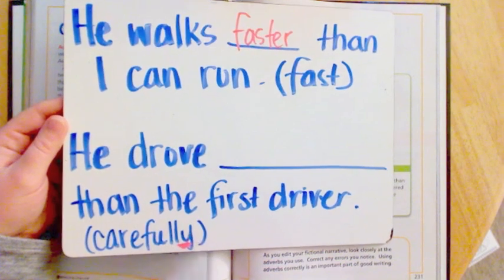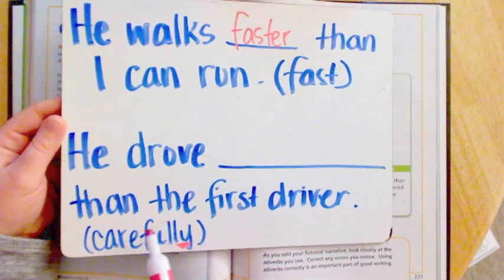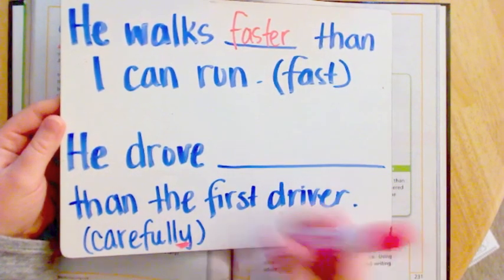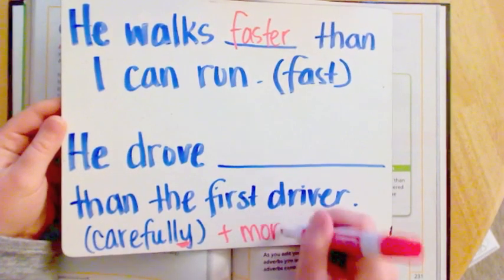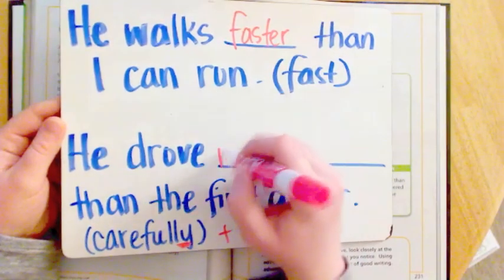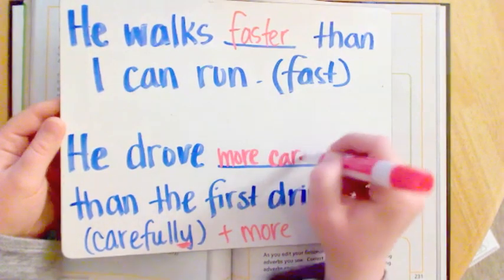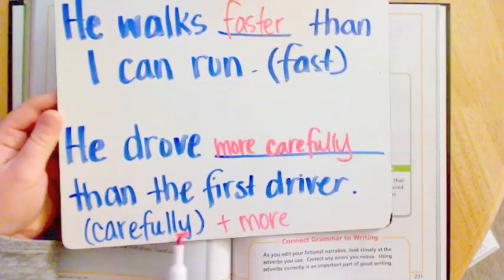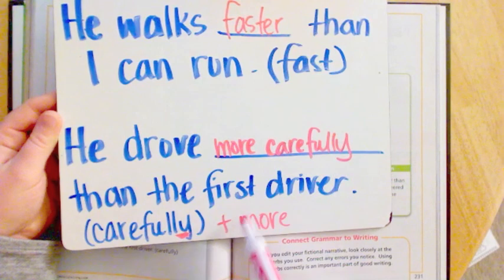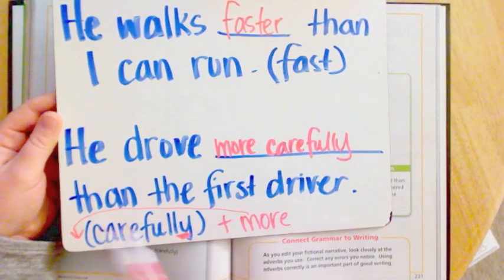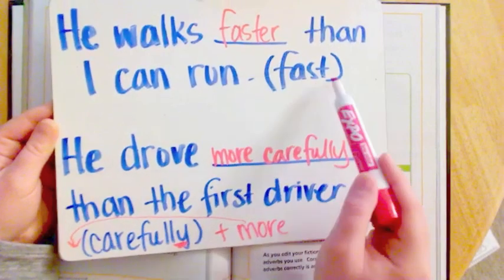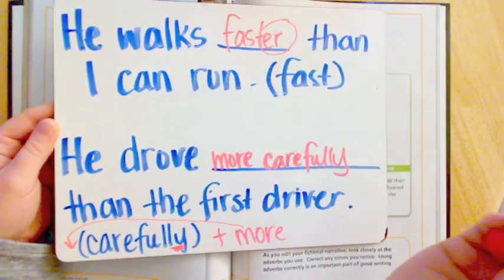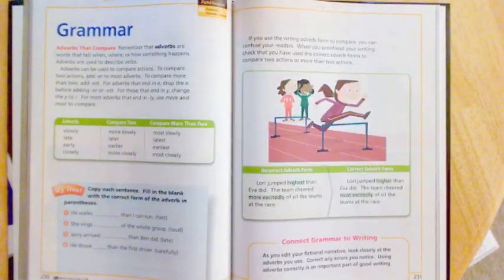like carefully down here. So when I am using an adverb like carefully, he drove carefullier than the first driver. That doesn't make sense. So you need to add the word more. So he drove more carefully than the first driver. So if you have an ly, you need to add more in front of it. So he drove more carefully. If it is just an adverb, no ly, then it's just a straight er. That's something to remember. So let's take a look at our packet.